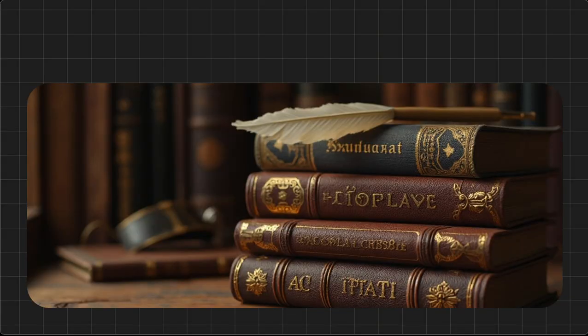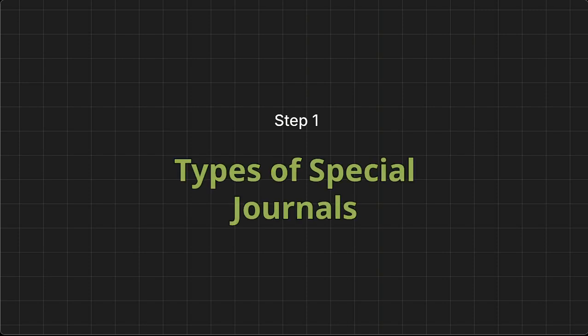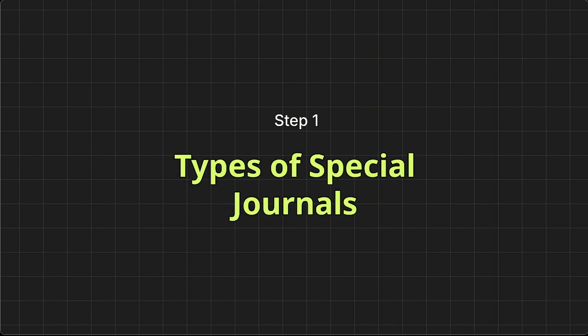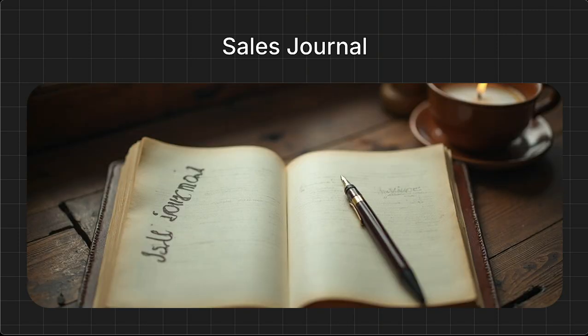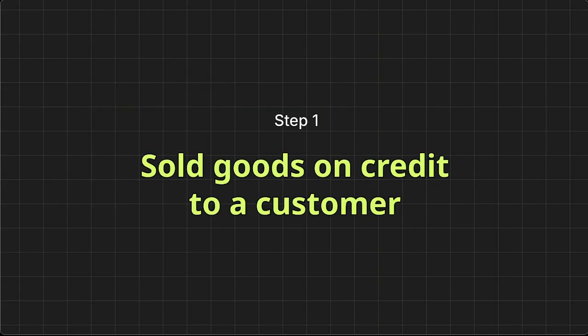B. Special journals. Special journals are used to record frequent and similar transactions to make the recording process more efficient. There are four main types of special journals. Sales journal, used to record credit sales of goods. Example: sold goods on credit to a customer worth 5 million rupiah.